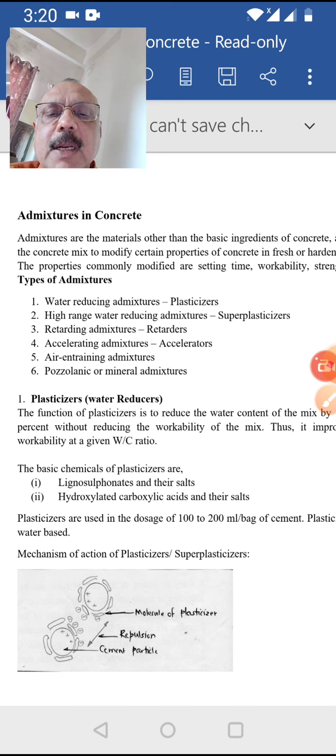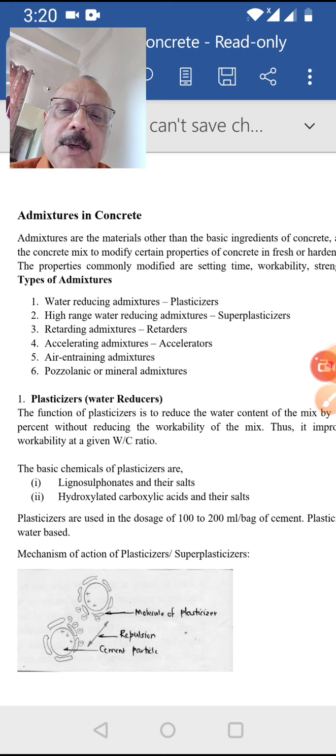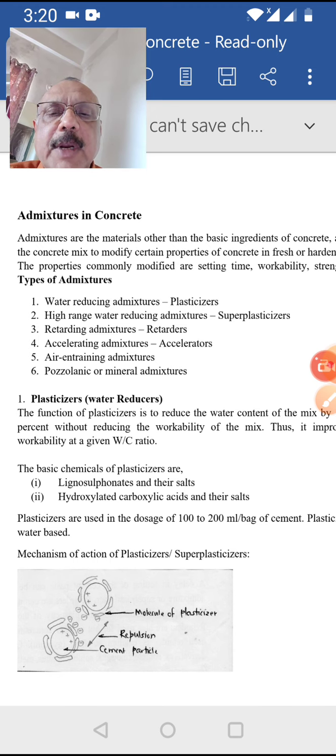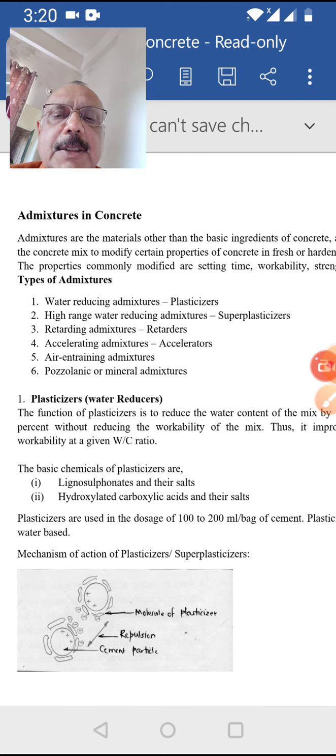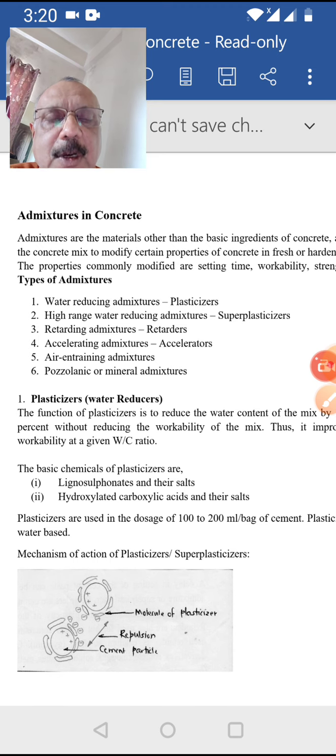Now, as I have already told, these are chemical admixtures. The basic chemicals used in plasticizers are of two types. One is lignosulfonates and their salts, and secondly, hydroxylated carboxylic acid and their salts. In practice, plasticizers are used in a dosage of 100 to 200 milliliters per bag of cement, and this plasticizer is mixed with the mixing water, and then that water is added to the dry mix of other ingredients. These plasticizers are basically water based.